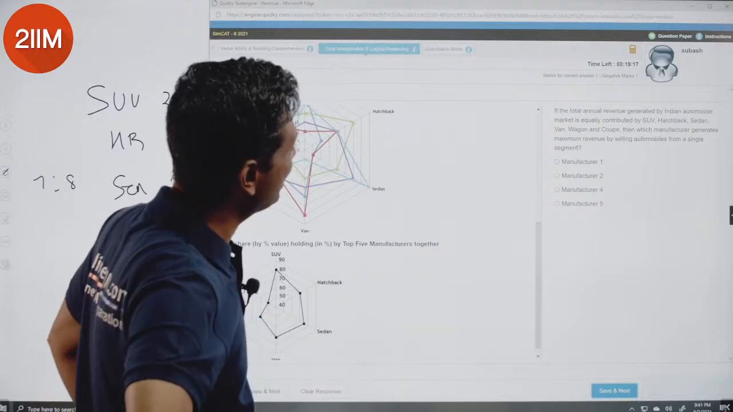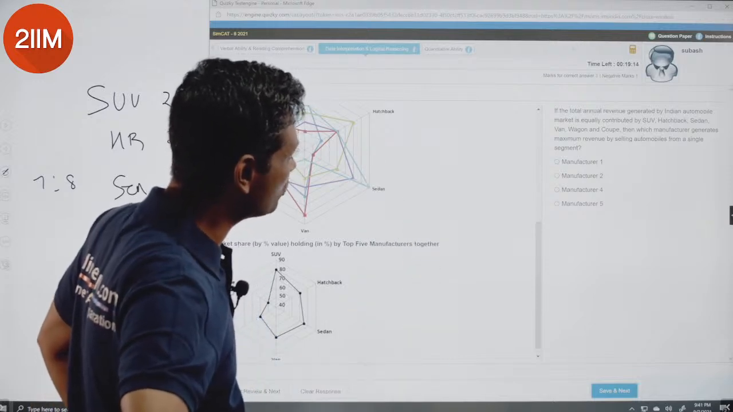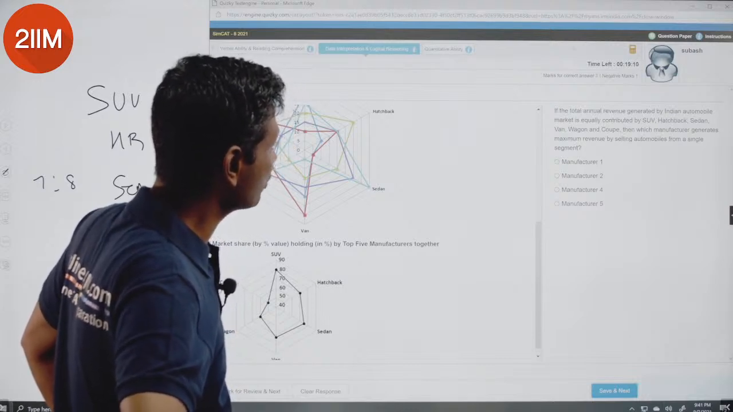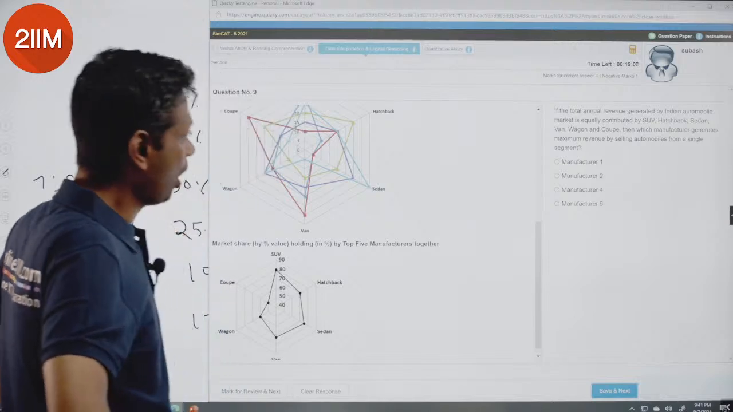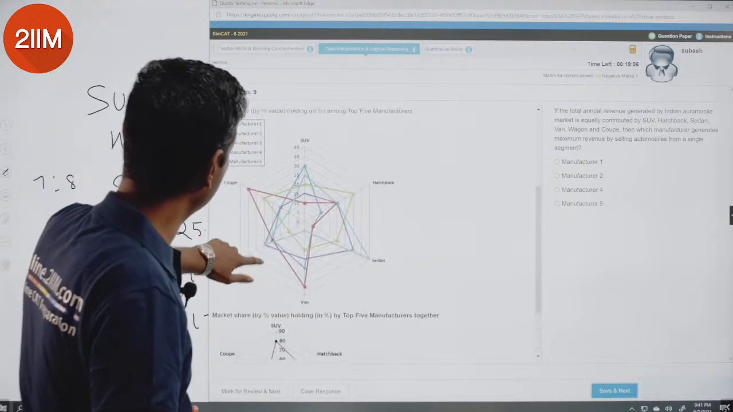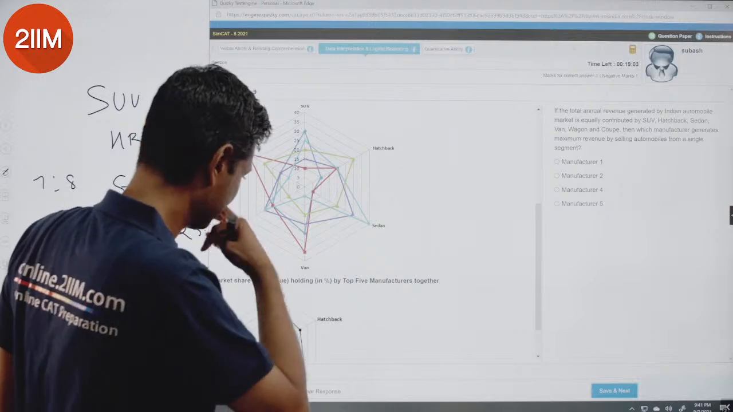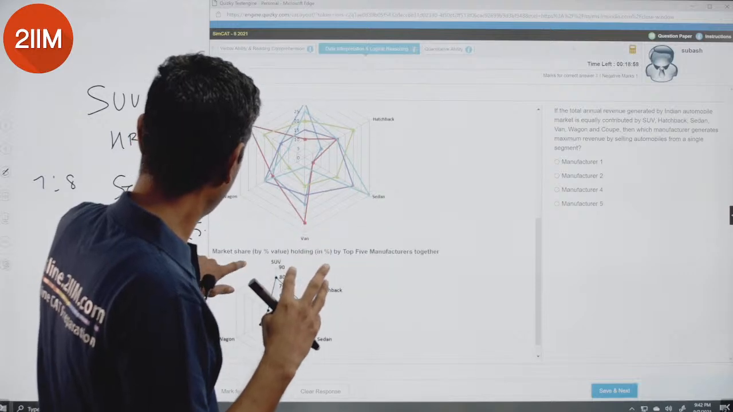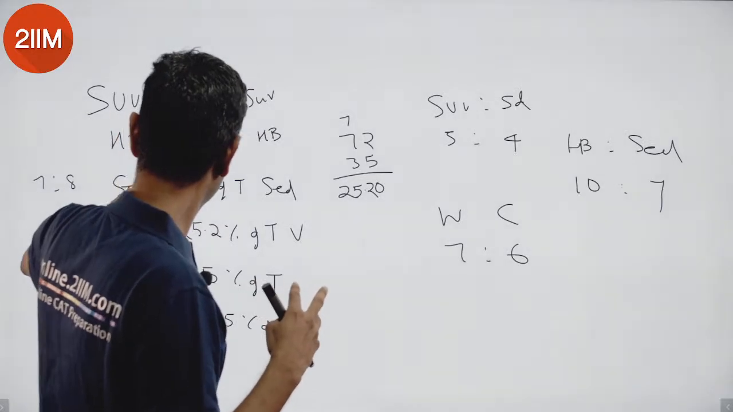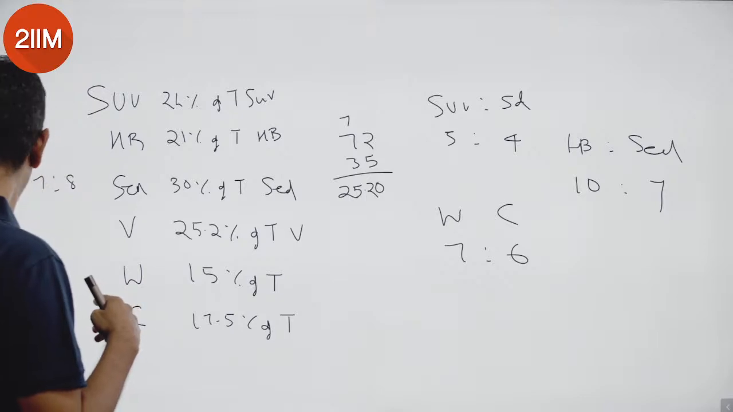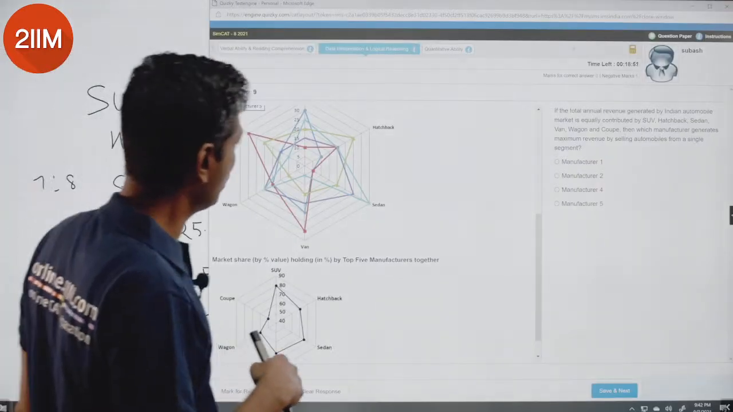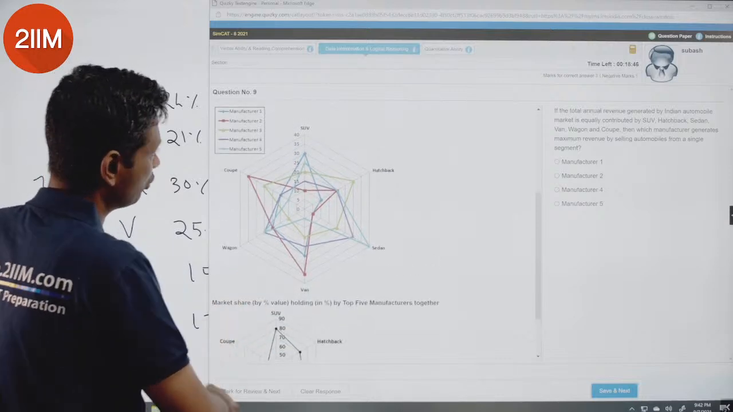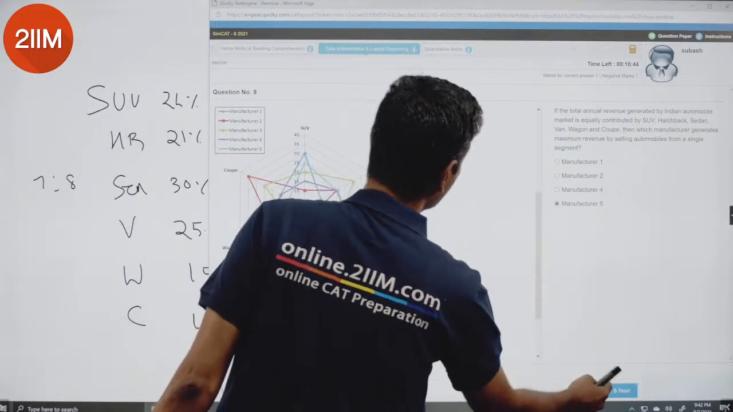Total annual revenue generated by Indian automobile market is equally contributed by SUV, hatchback, sedan, wagon. Then which manufacturer generates maximum revenue by selling automobiles from a single segment? Who has the maximum share in a segment? Total revenue generated is high. So we need to do, we've already done this. Sedan, 30% of total scores, sedan works. 30% sedan, who's maximum? Just manufacturer 5. We've already done this. Hopefully that should be right.